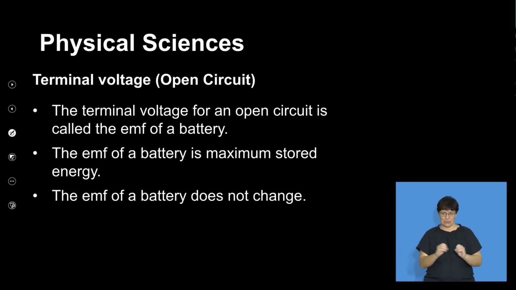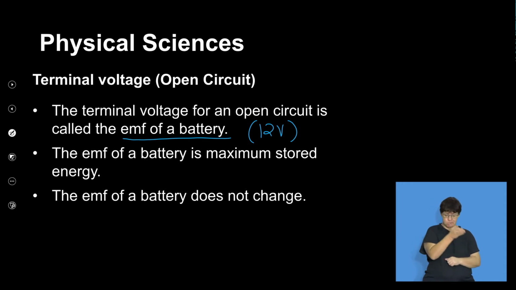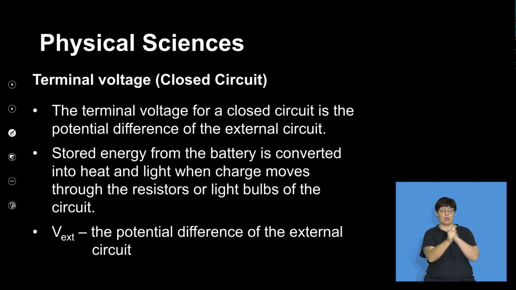Right, so the terminal voltage in an open circuit is called the EMF of the battery. This was the 12 volts in this case that we managed to record. So the EMF of the battery is the maximum energy stored per coulomb of charge. The EMF of the battery does not change, it stays the same. But the terminal voltage for a closed circuit is the potential difference of the external circuit. So that 9 volts is the terminal voltage of the external circuit.